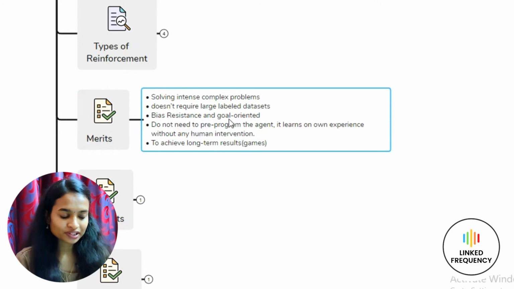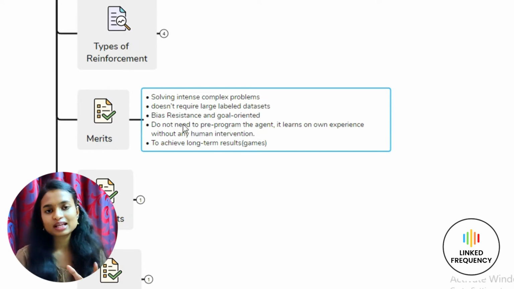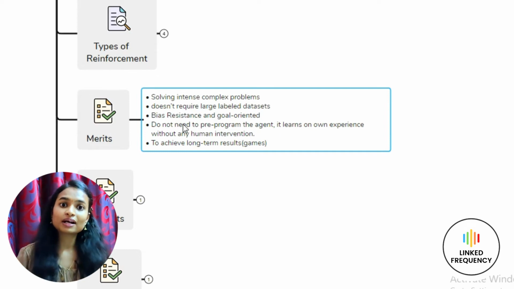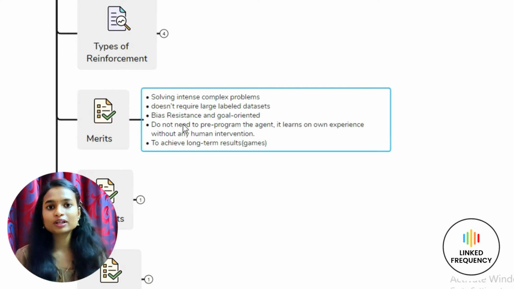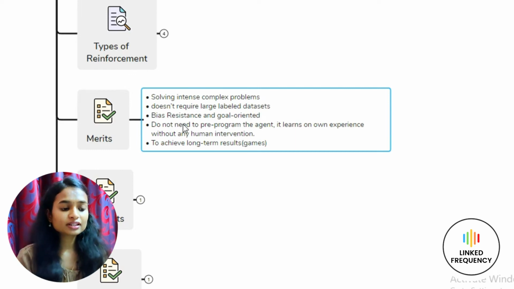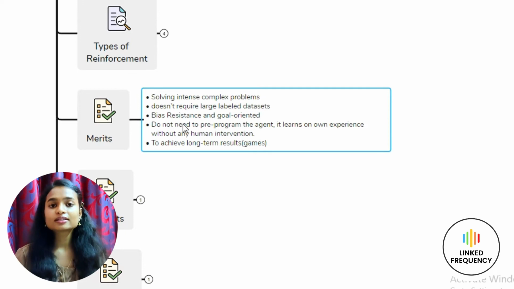Bias resistance and goal oriented. Bias resistance is something like, for example, consider you were doing a supervised learning method and you were trying to label the data. While labeling, there might be some bias in the data. What happens? The model will learn that biased data itself. That would be a problematic situation, or you wouldn't get a desired model at the end of the day. Here, since the agent is going to learn on its own, there wouldn't be any bias in the system, and also it will create some new patterns or new understandings which were not even thought of by humans. That would be a major advantage.